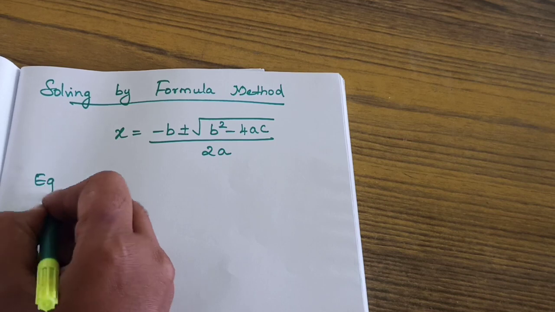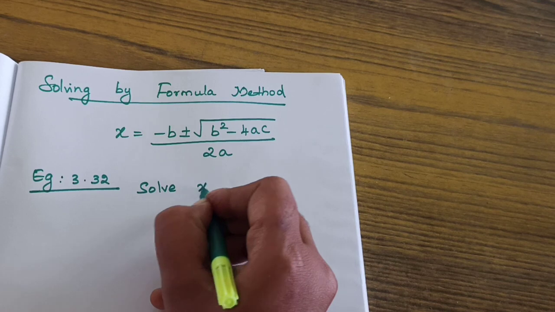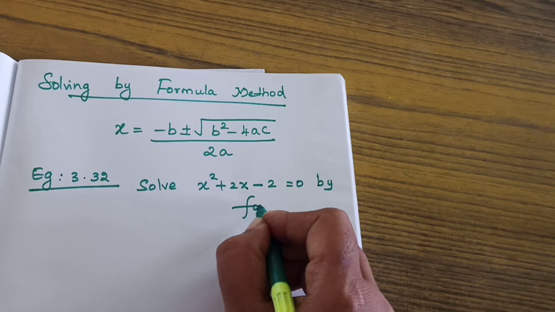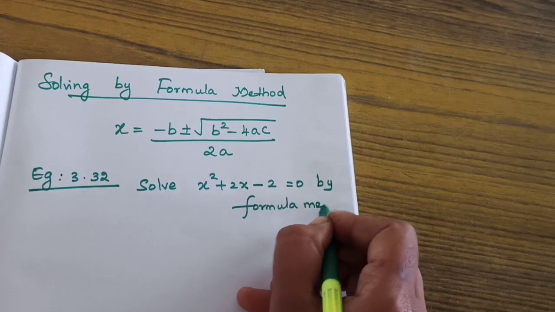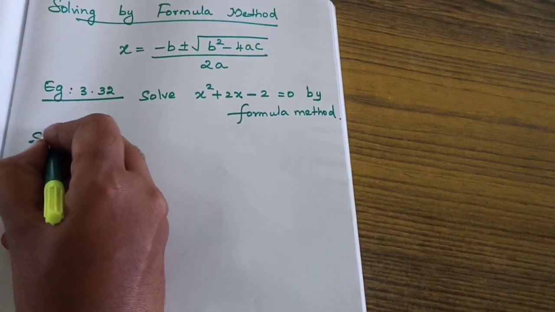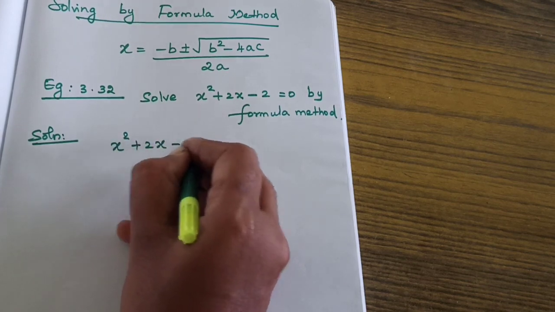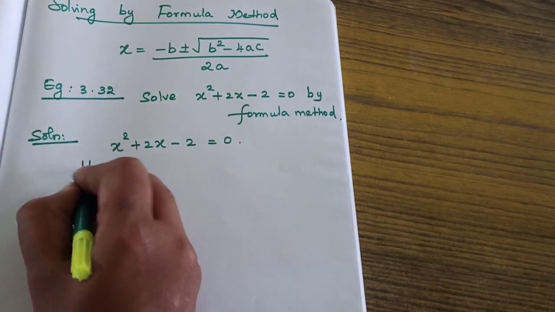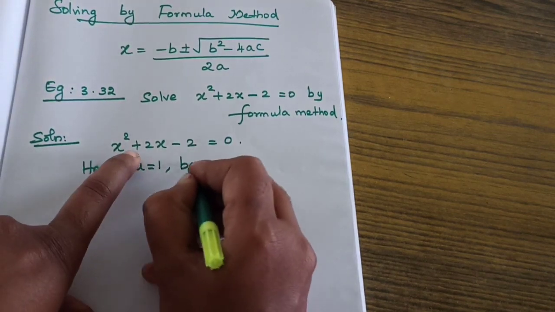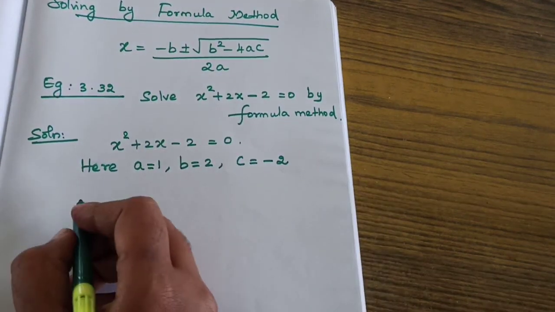Okay, now book example, Example 3.32. Solve x square plus 2x minus 2 equal to 0 by formula method. So definitely you need to use formula method only. Okay, so shall we do it now? This one is very simple. Solution. First write the equation, the given equation. X square plus 2x minus 2 equal to 0. Then here a equal to, a means coefficient of x square, 1, b equal to 2, c equal to minus 2. Then apply the formula.